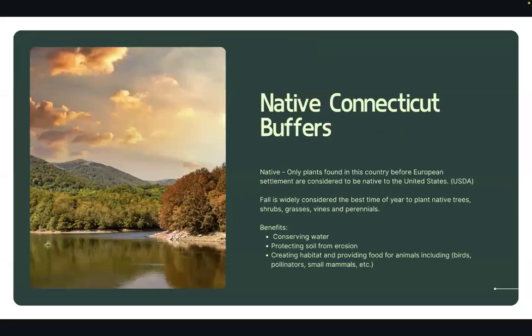Well, let's talk about buffers specifically in Connecticut. It's always best to plant buffers with native species. Why, you may ask? Well, native plants do more efficient and effective work when it comes to conserving water, protecting soil from erosion, and creating habitat, as well as providing food for animals, especially those native to Connecticut. This is because they don't come from an area with different temperatures and rain, and they come straight from Connecticut already. We should also note that fall is widely considered the best time of year to plant native trees, shrubs, grasses, vines, perennials, and anything you may want to do with buffers.